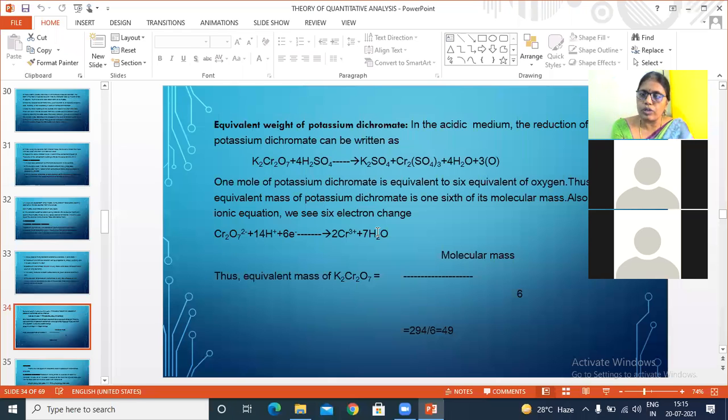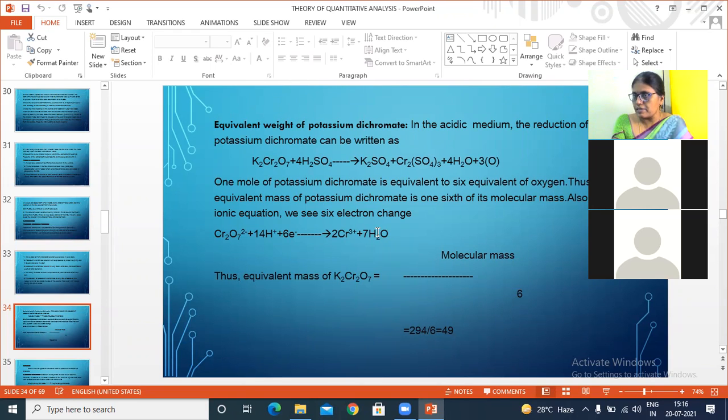Generally, how can we calculate the equivalent weight? It is the molecular weight or molecular mass divided by the oxidation state change. For example, if it is an acid, what is the number of H plus ions that can be released? That is nothing but the basicity of an acid. If it is a base, how many OH minus ions can be released? That is nothing but the acidity of a base.